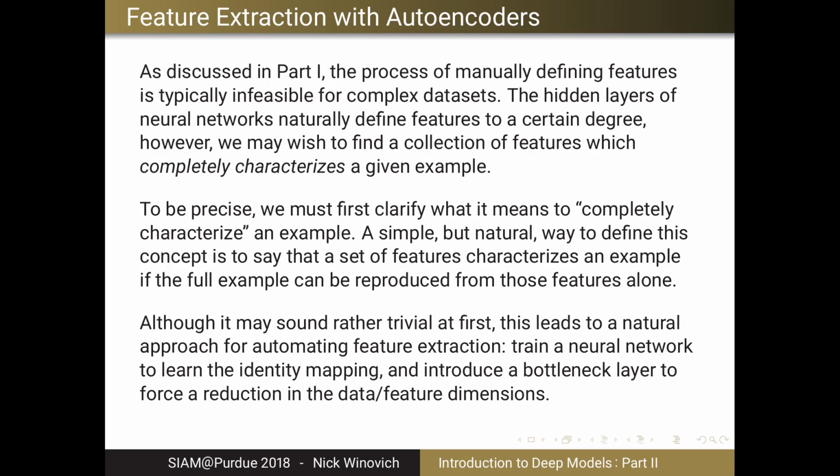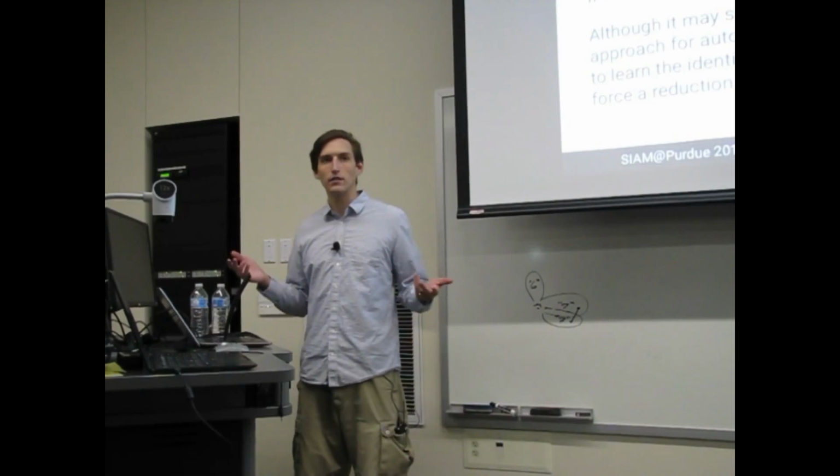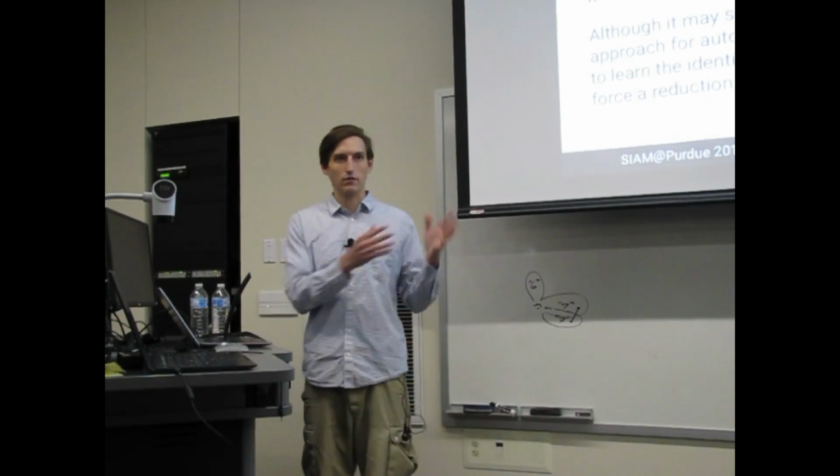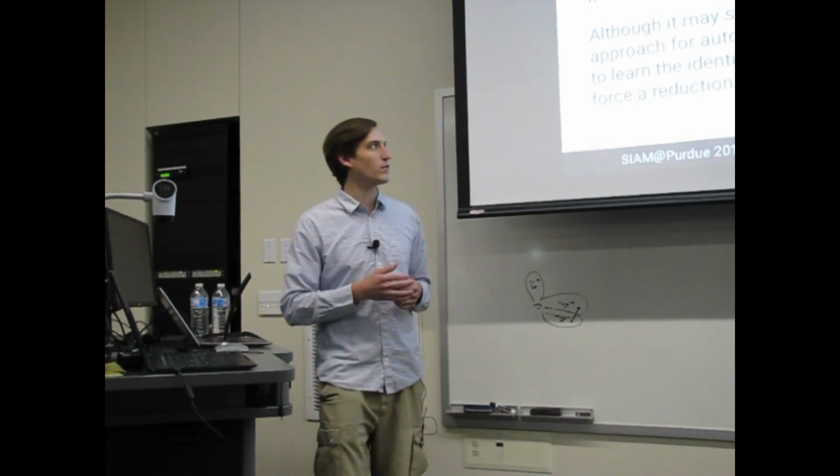And it turns out that this leads itself to a very natural approach for automatic feature extraction, which is to train a neural network to learn the identity map. We're going to give it an input, say x, and we want it to output x. So this is really easy, obviously. We could just use no layers and just have it output whatever it's been given.